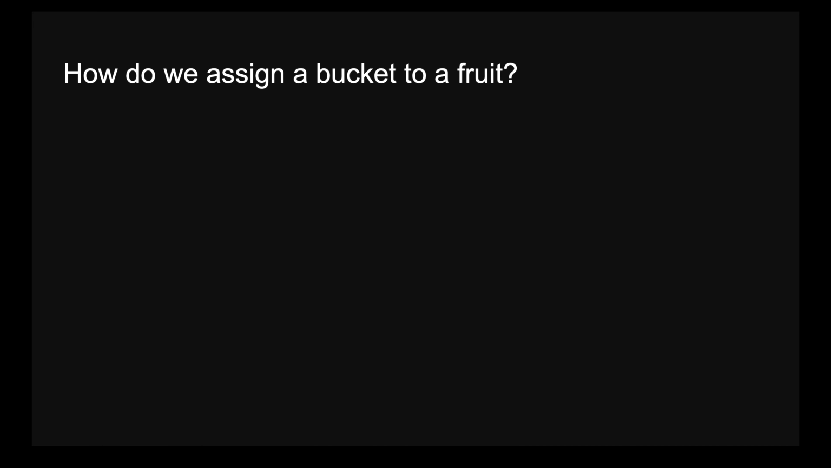One naive way would be to use the length of the fruit name. It might work, but it will lead to lots of fruits with the same number of characters in the name in the same bucket, and the distribution might not be equal.